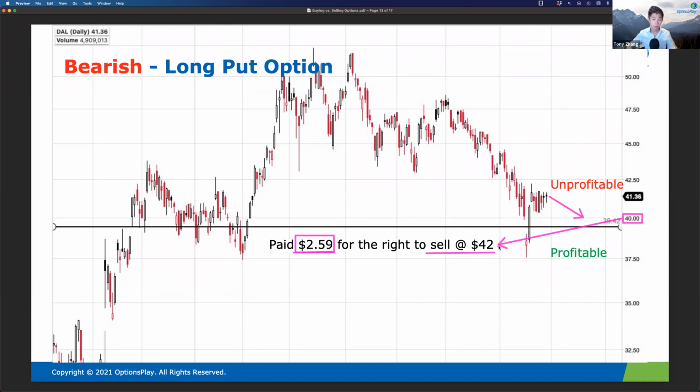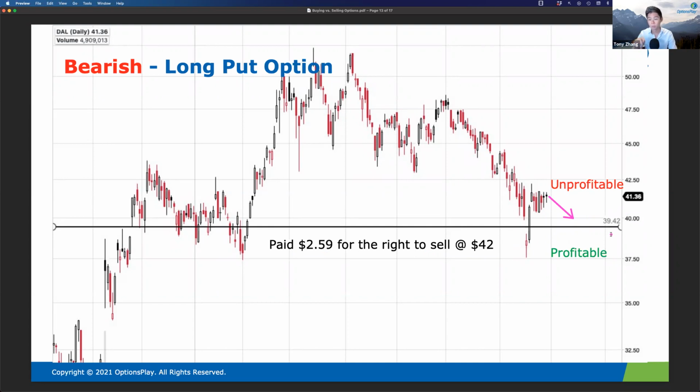So on that particular trade, you made $2 on the transaction, but you lost $2.59 to get into the transaction. So your net loss here is 59 cents. And that's why buying a put option, even if the stock goes in the direction that you expect it to, if it doesn't go far enough, you're still going to lose money on that transaction.